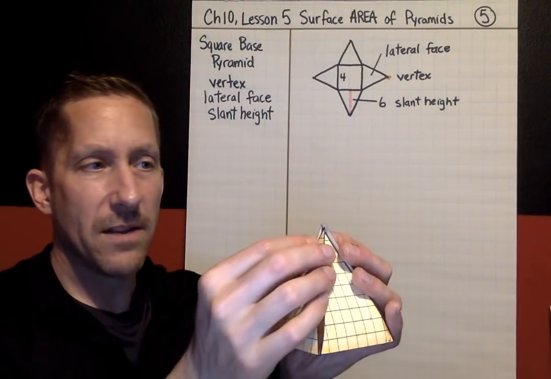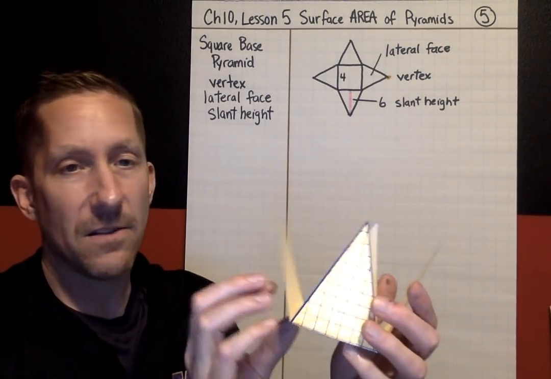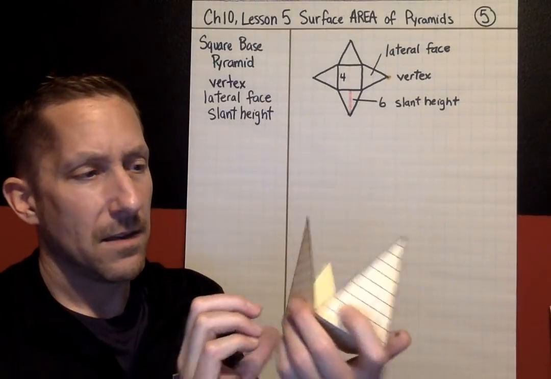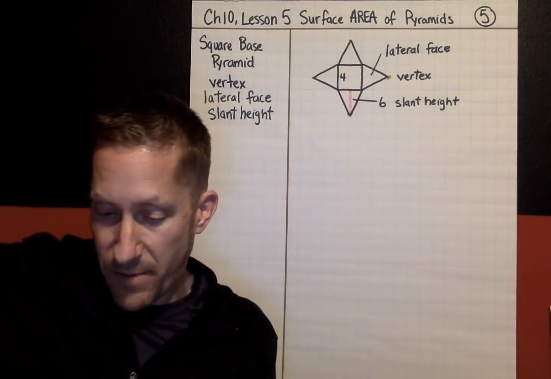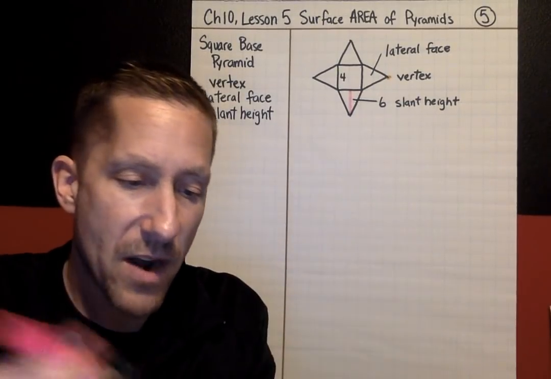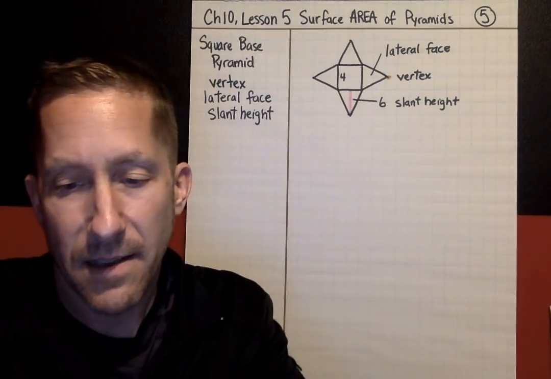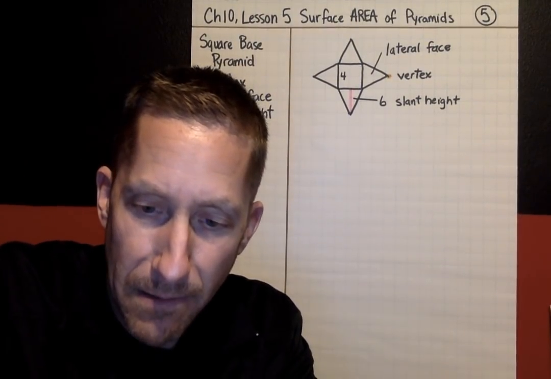So here's my pyramid. This point at the very top is the vertex. The slant height, if I look at, oh, I don't have a slant height on this one. Let me quickly put that on there. Slant height is how tall the triangle is. Okay, so I should have had that on here, but I didn't.